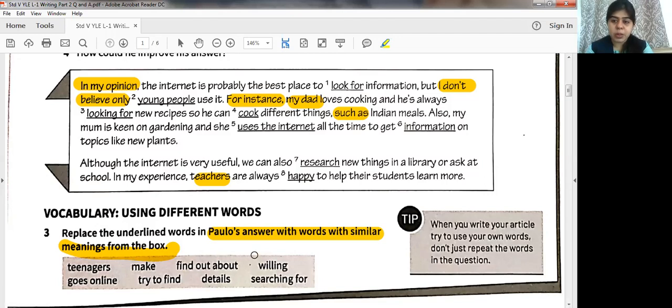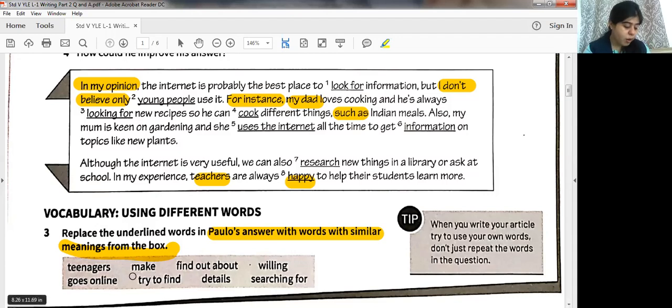Find out about. What is it replacing, students? It replaces the word research. Find out about new things. So you will write 7. Next, willing. Willing means to do something. It can be replaced by this word happy. So you will write 8. Teachers are always willing. Willing means they are very happy to do something.